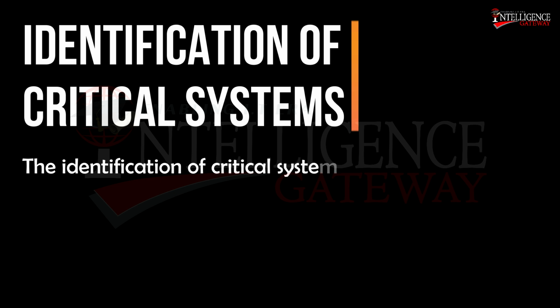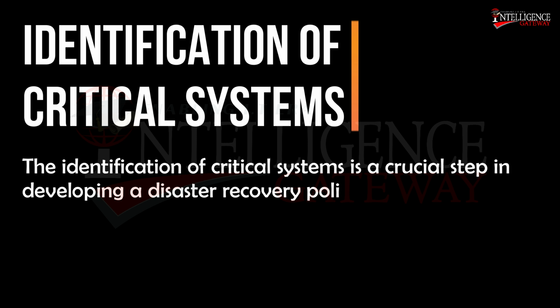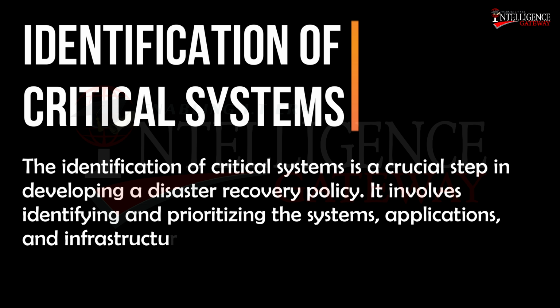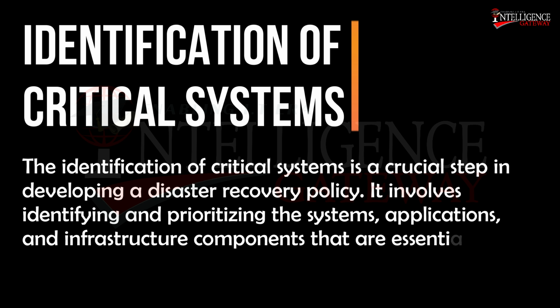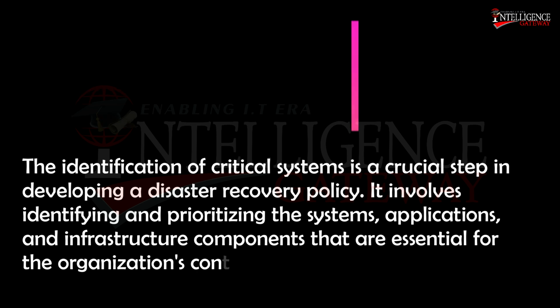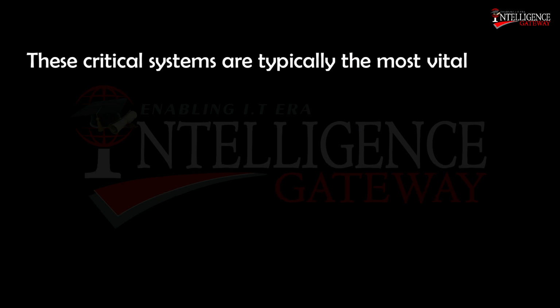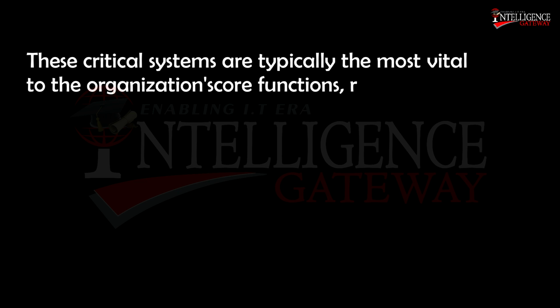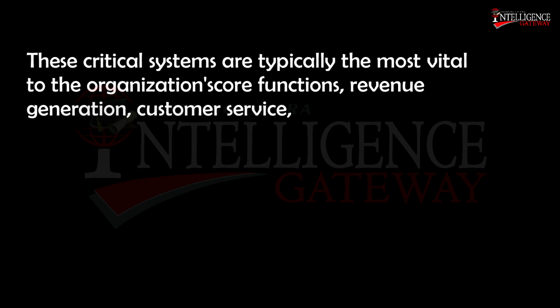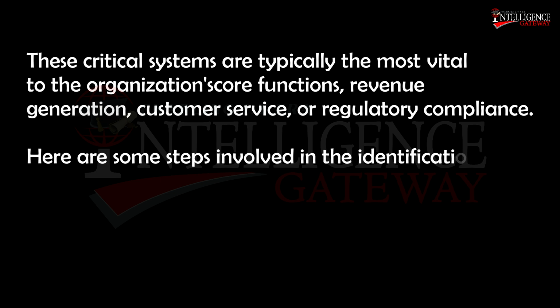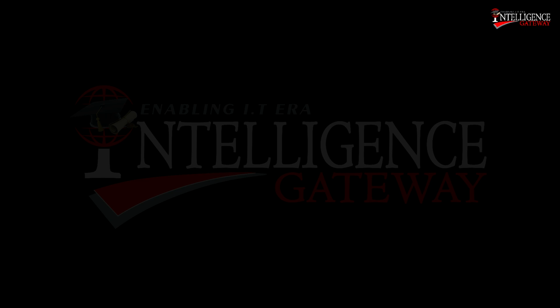The identification of critical systems is a crucial step in developing a disaster recovery policy. It involves identifying and prioritizing the systems, applications, and infrastructure components that are essential for the organization's continued operations. These critical systems are typically the most vital to the organization's core functions, revenue generation, customer service, or regulatory compliance. Here are some steps involved in the identification of critical systems.